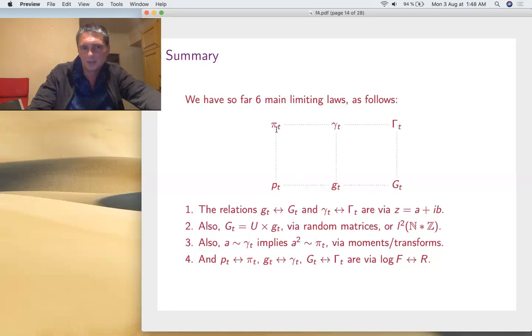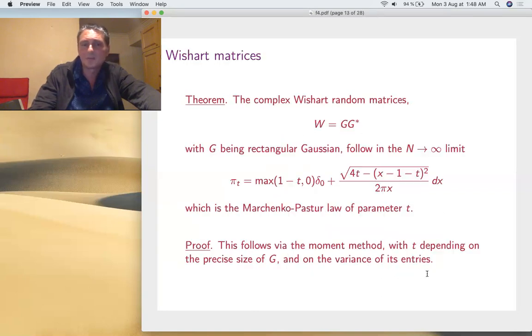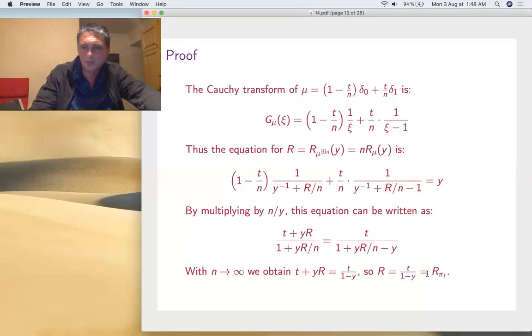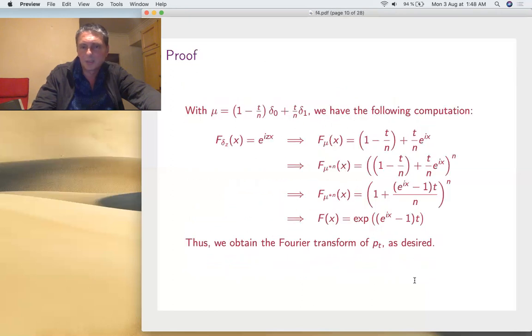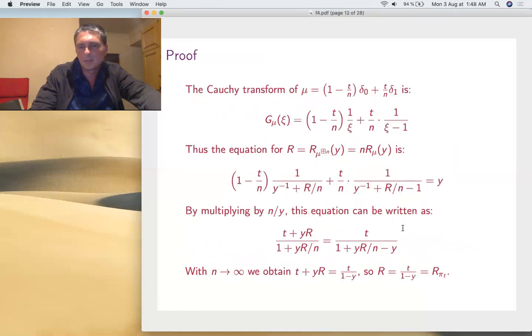And finally, what is of interest for us are the vertical bijections, right? How to pass from Poisson to free Poisson or vice versa, and same for Gaussian and complex Gaussian. And here, if you look back a bit at the formulas, these are given by the fact that log Fourier corresponds to the R transform. So we have here some formulas. For Poisson, for instance, it's T over 1 minus Y. And here, log Fourier, it's this. Well, it's something like this. We'll be back to it.